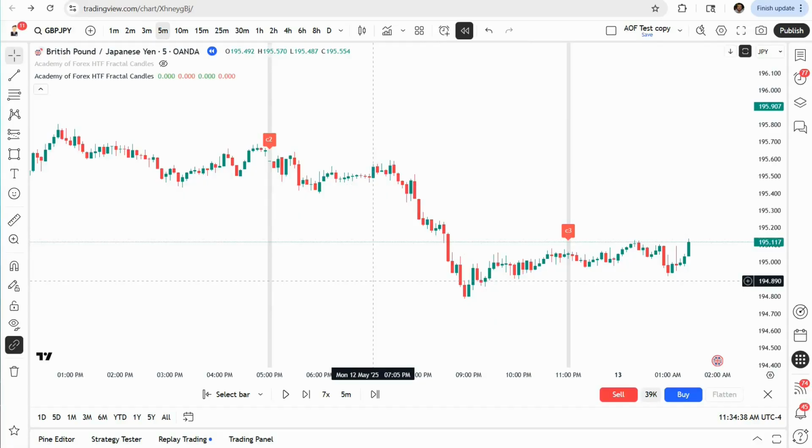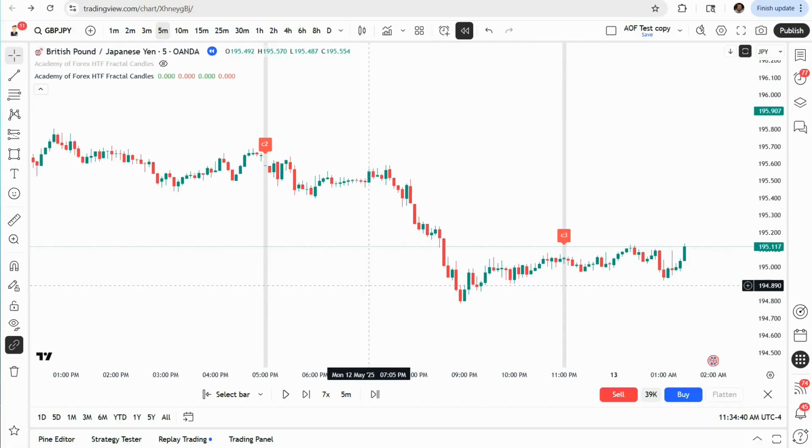This indicator can be used to enhance the win rate of existing strategies or indicators you may be using, for example, like the Academy of Forex indicator, which I did a whole video on, or it can be used just as powerful as a standalone indicator.